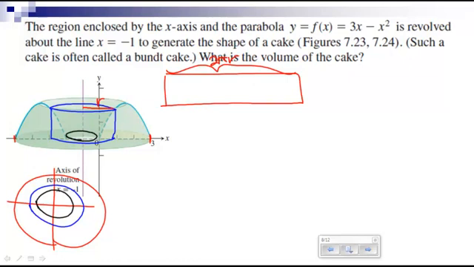Secondly, this rectangle, which comes from unwrapping that cylinder, has a height. What height does it have? Its height is actually the distance from the x-axis to the curve, and that is 3x minus x squared. The height of the cylinder is the same as the height of the rectangle, and that height is the distance from the x-axis to the curve.